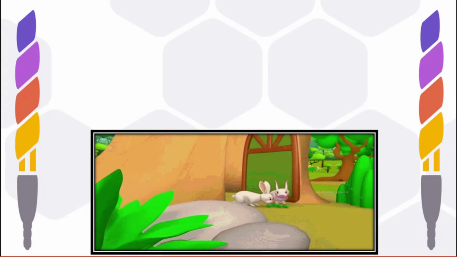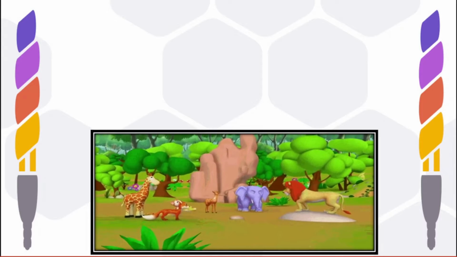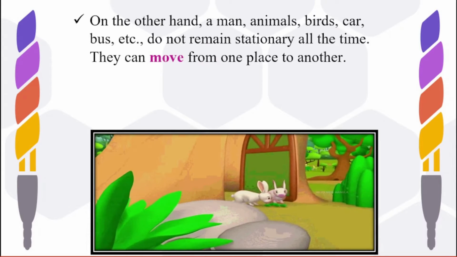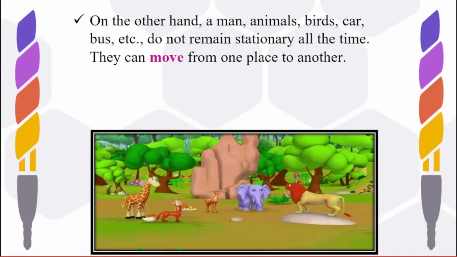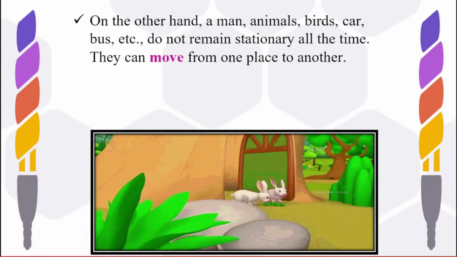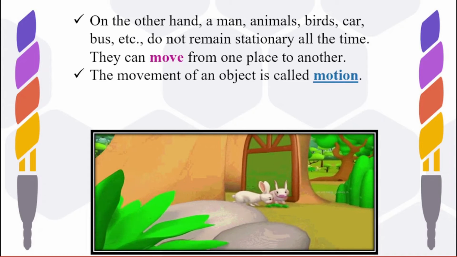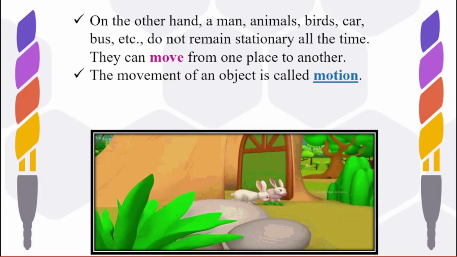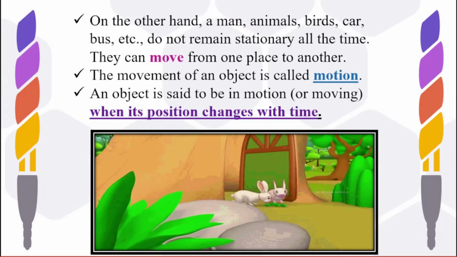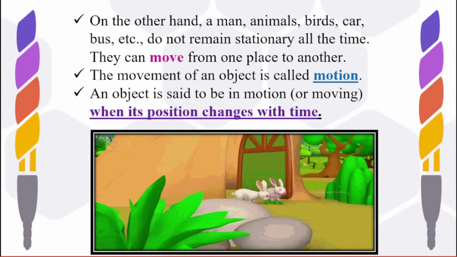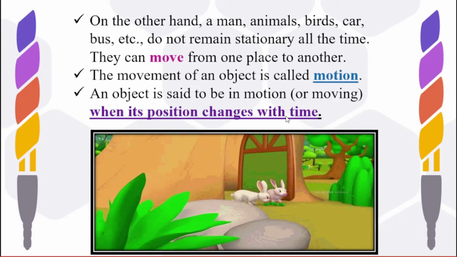And look at the picture here. The animals are moving from one place to another place. On the other hand, a man, animals, birds, a car, a bus, etc. do not remain stationary all the time. They can move from one place to another. The movement of an object is called motion. An object is said to be in motion or moving when its position changes with time. It is very important: when its position changes with time.